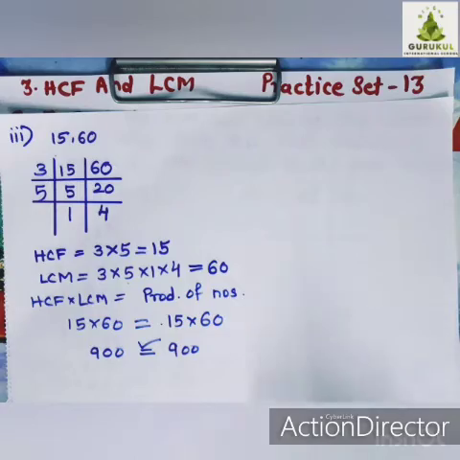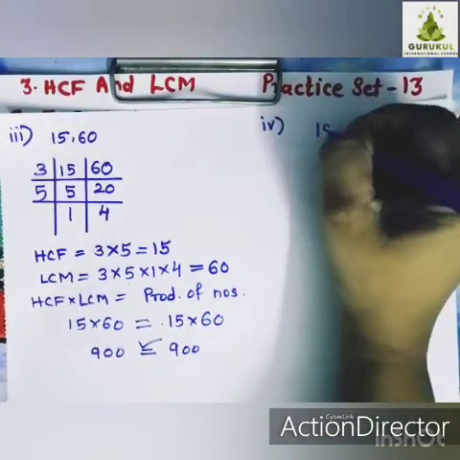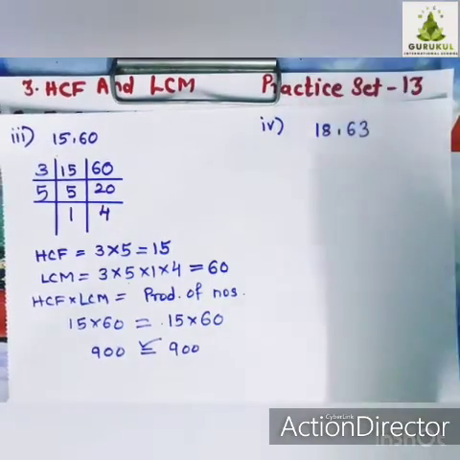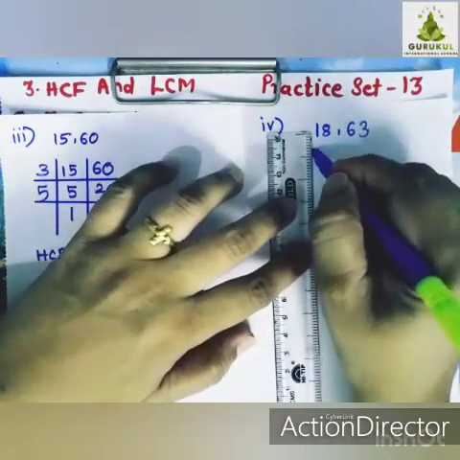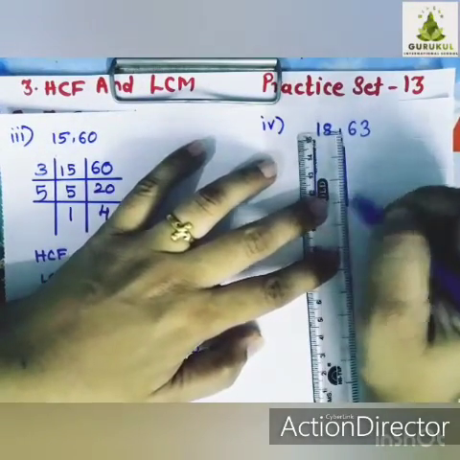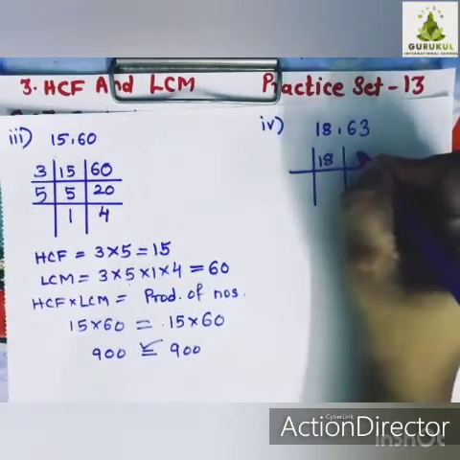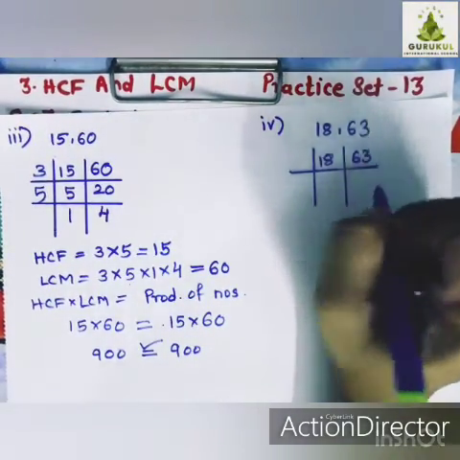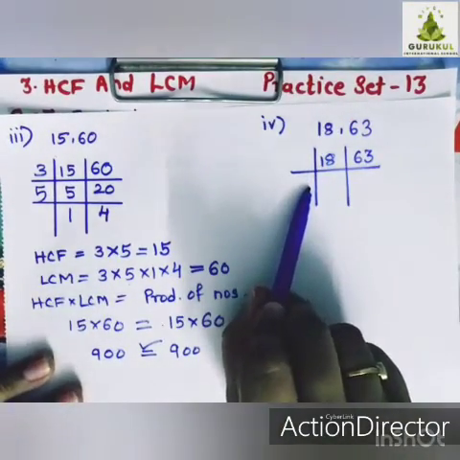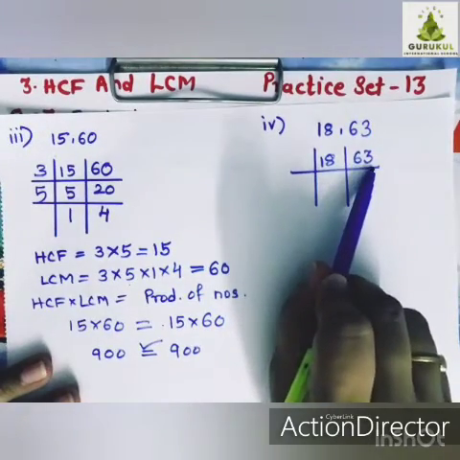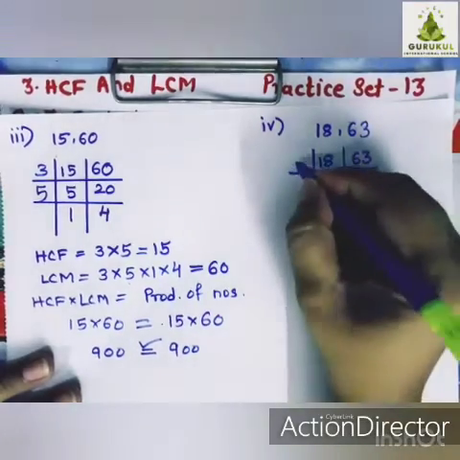Okay. Now let's go for the fourth sum, that is 18 and 63. Two numbers they have given, that is 18 and 63. So we'll draw the horizontal and vertical lines for this one, and we'll start dividing these numbers. We have to find any number which divides both. Okay, you can divide 18 by 2, but you cannot divide 63 by 2. So I can't take 2 in this place. I have to take 3 here.